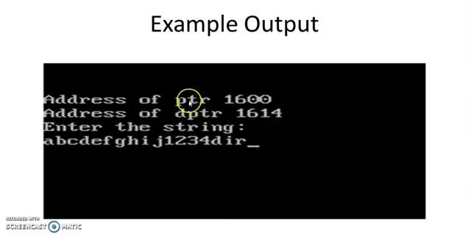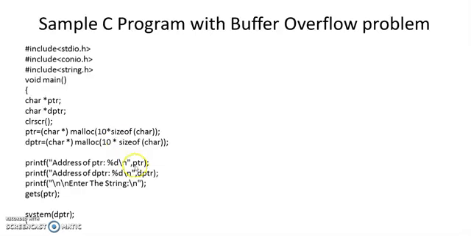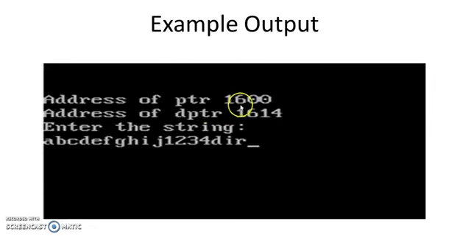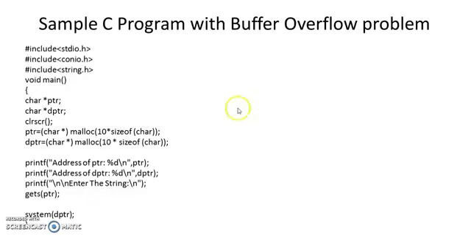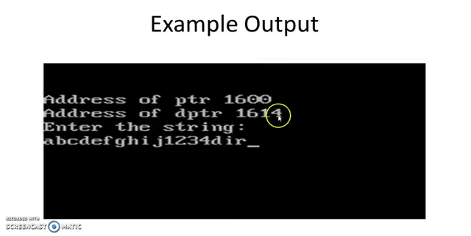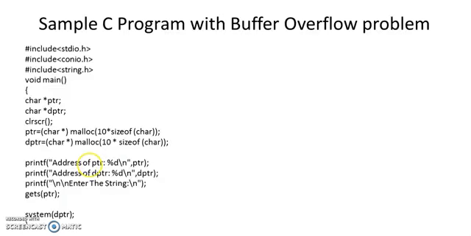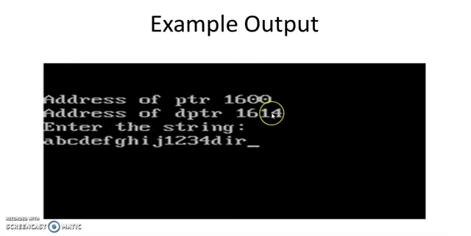If you look at this, the program prints the address of the pointer. Let's say it is 1600. Then it prints the address of the danger pointer. It is 1614. And then if the user enters this kind of string, this is actually overflowing the buffer. If you look at the address of this danger pointer, it is actually 1614.